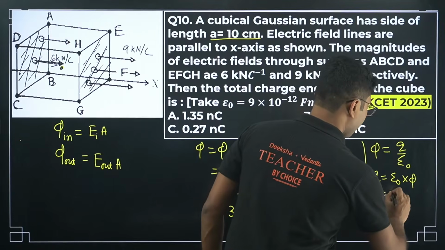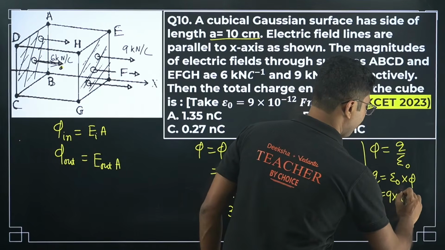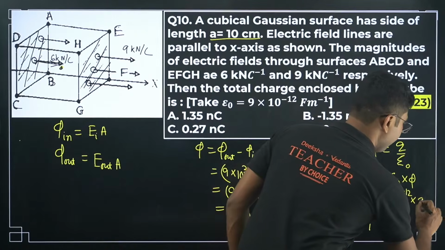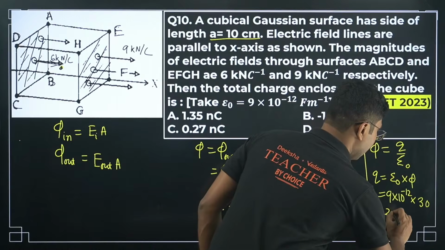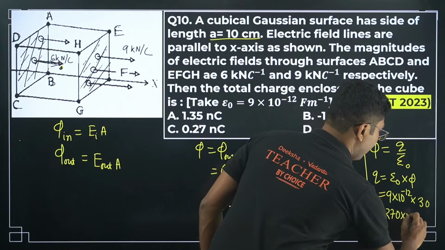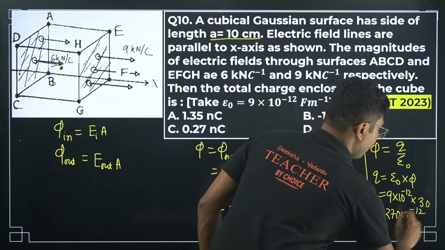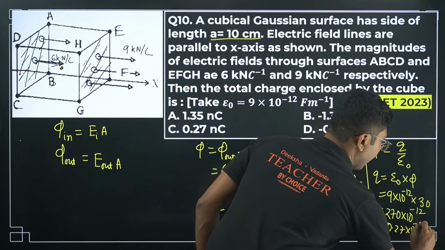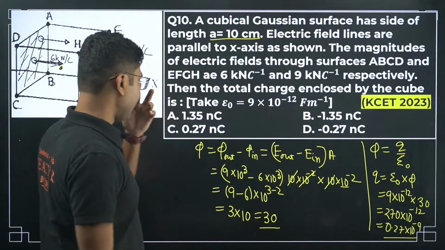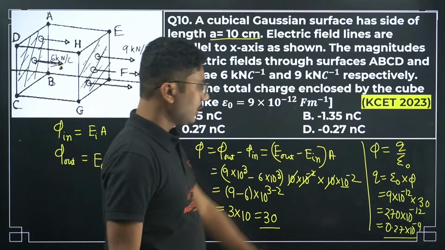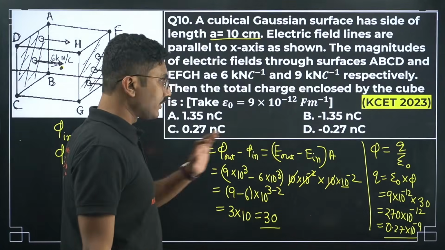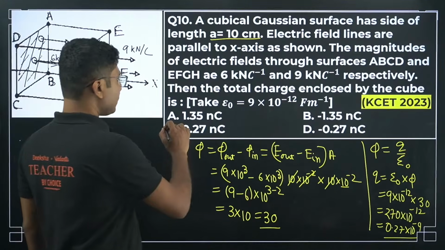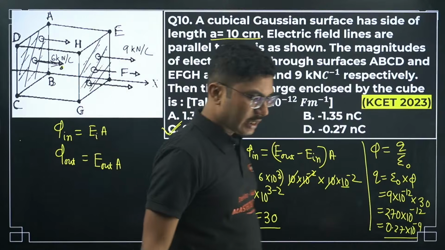So what is epsilon naught, by the way, for this question? It is 9 into 10 to the power of minus 12, and phi we have calculated as 30. So it will be 270 into 10 to the power of minus 12, or 0.27 into 10 to the power of minus 9, or 0.27 nanocoulomb. It is positive. Why positive? Because the outgoing flux is more than the incoming flux. So option C is the correct answer.